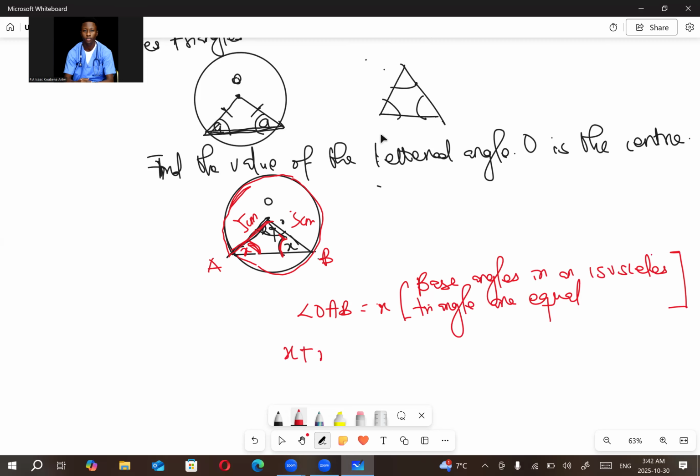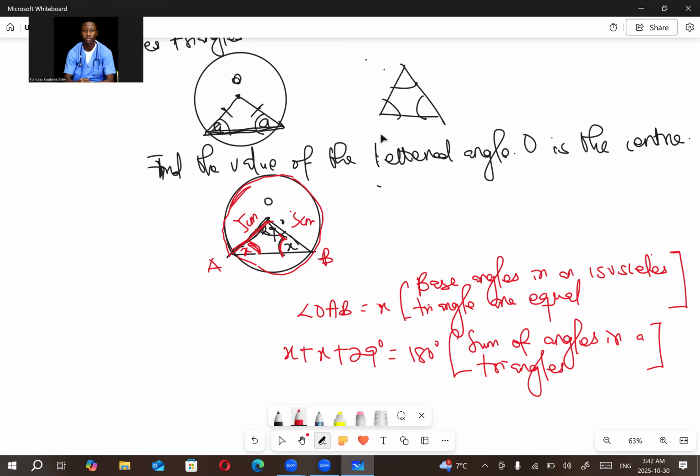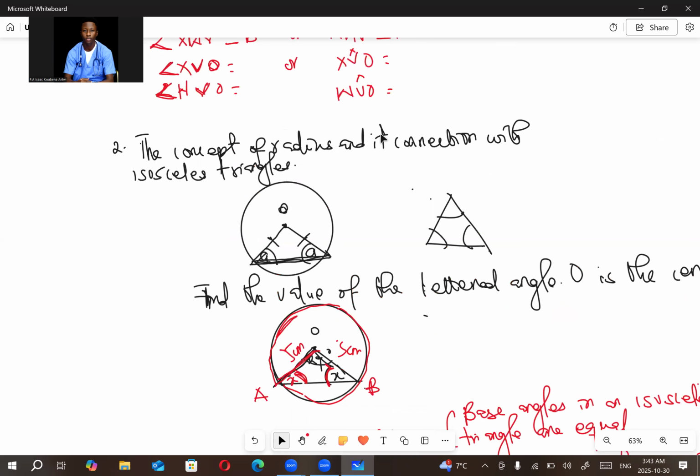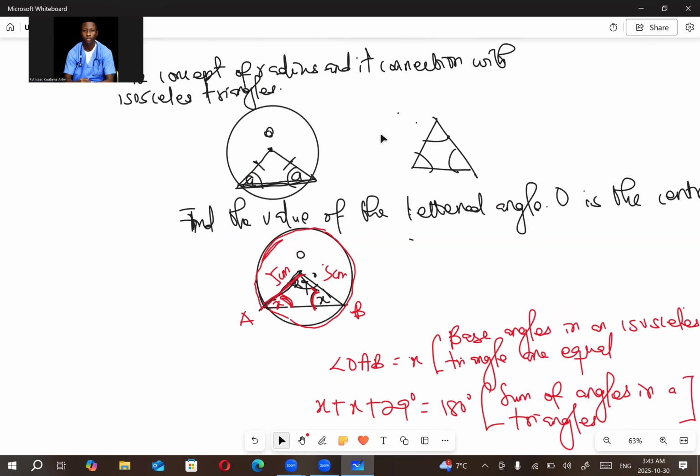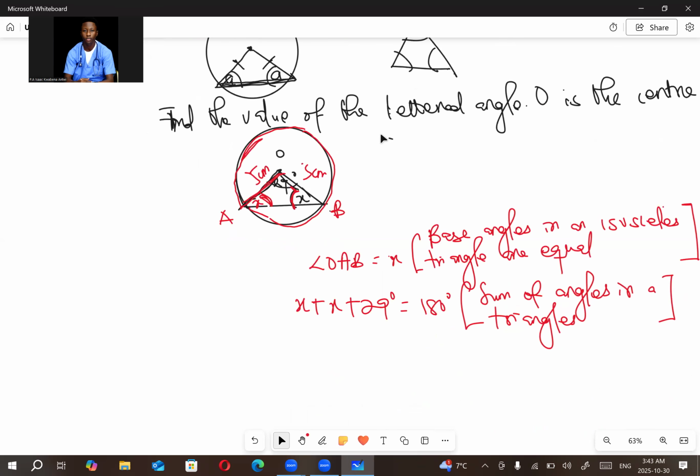Let's continue. X plus what? 29 degrees, right? Equals 180 degrees. So sum of angles in a triangle. I believe we all know this, right? So you know what? Point 2 was the concept of radius. Point 3 will be sum of angles in a triangle. So you can write it. So that'll be point 3.